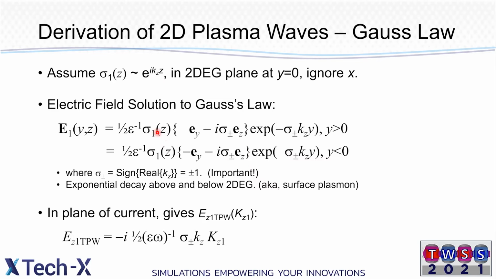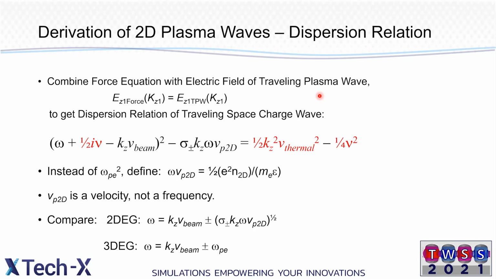We'll convert charge current, or sigma, to K. And this will give us a second relationship between electric field and kz in sheet current. And so you combine those two and you get a dispersion relation, nothing too fancy there. This is basically our dispersion relation. What's different now is where we used to have our usual e squared over m epsilon, it's now an n2D.